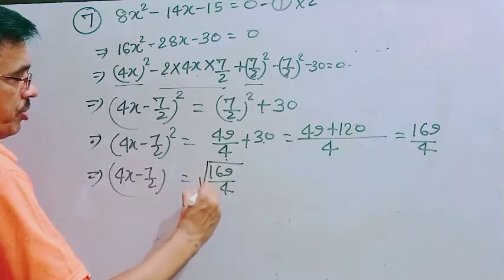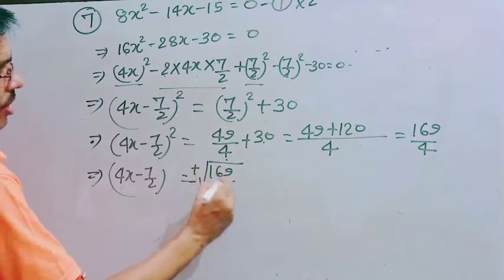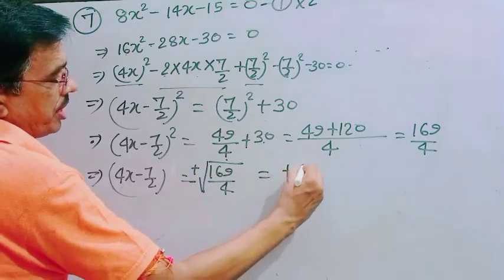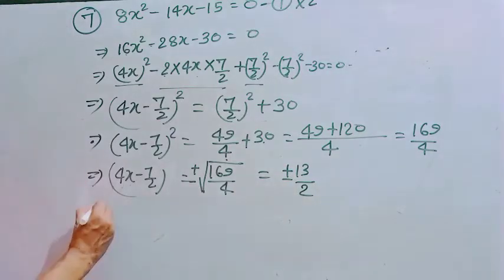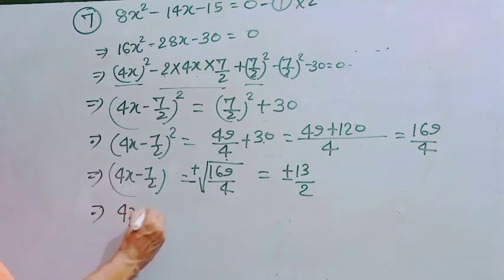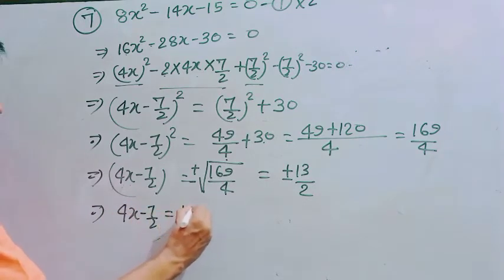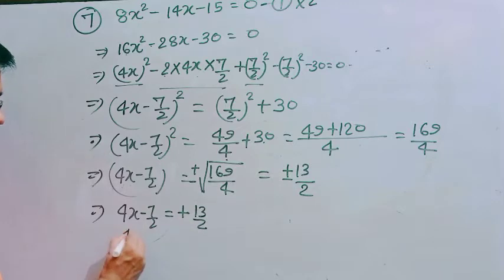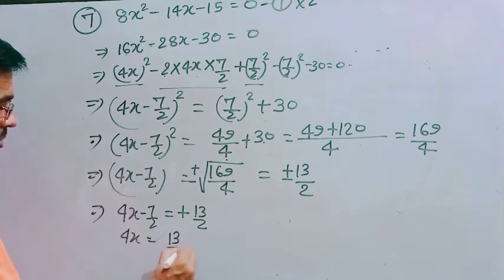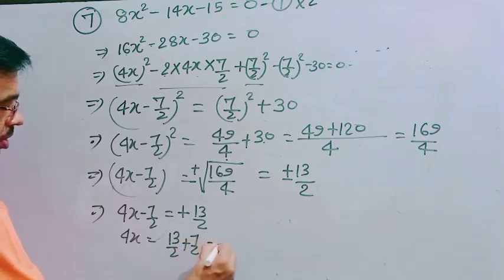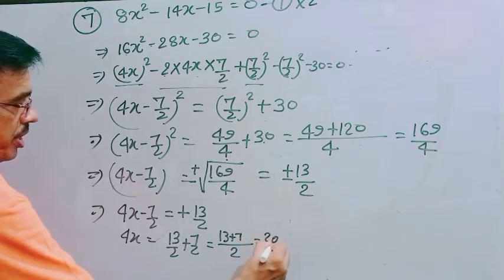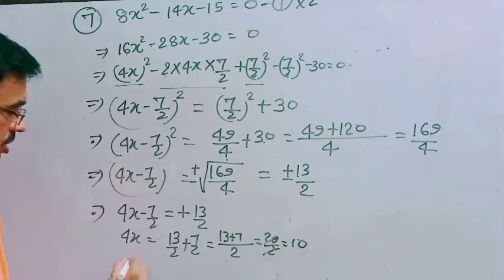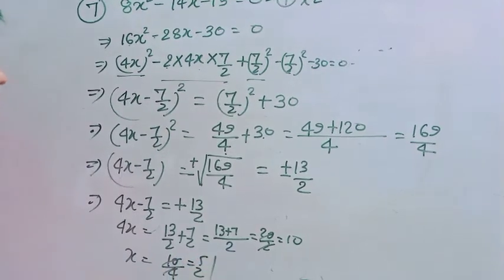root, so it is root plus minus. So the value of root 169 is plus minus 13 by 2. So what is the value of 4x minus 7 by 2? It is plus 13 by 2. So 4x is equal to 13 by 2 plus 7 by 2. Take LCM, that is 2, and 13 plus 7, that is 20 by 2, that is 10. So x is equal to 10 by 4, that is 5 by 2.